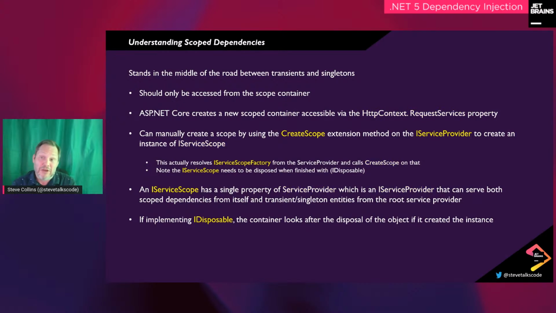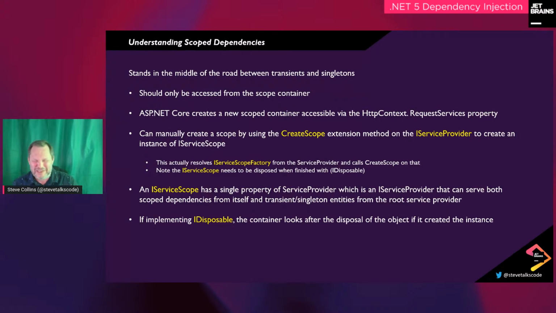Away from the web, you might be writing a Xamarin or a console app, and you may want to manually create a scope yourself. This is done by calling the CreateScope method on the IServiceProvider instance. This gives you back an IServiceScope with a single property of ServiceProvider, which is an instance of IServiceProvider again. But this time you've created a boundary that serves up the scoped services.